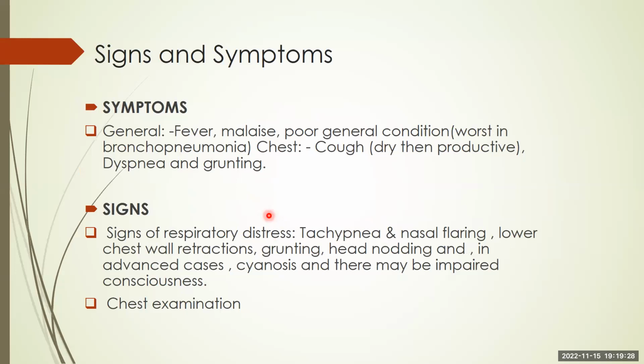So for the signs and symptoms, I'll begin with the symptoms. They can either be generalized or specific to the chest. The generalized symptoms include fever, malaise, and poor general condition, which is worst in bronchopneumonia. And the chest symptoms include cough. It's usually dry, then it can become productive, with dyspnea and grunting.